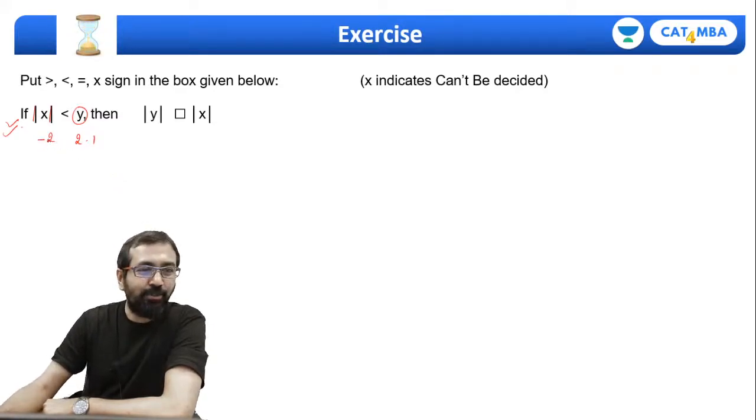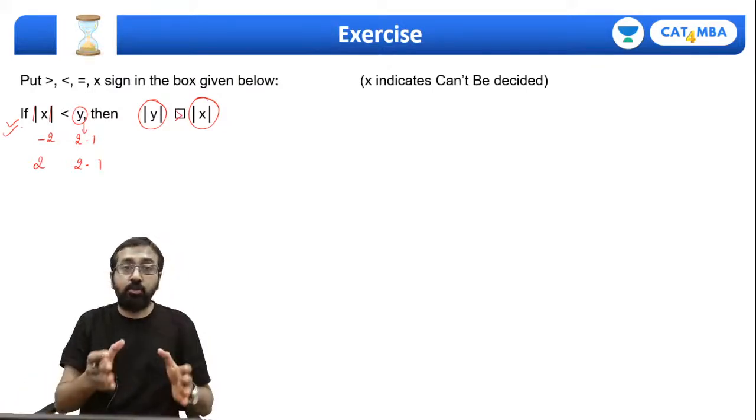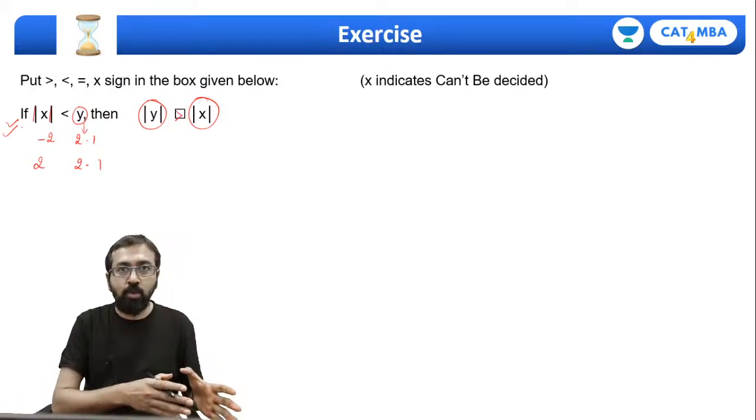So if you take x as -2, y will be 2.1. If I take x as 2, y will again be 2.1 or something. So ultimately, if you take any value of y, that will always be greater than any value of mod x. So here we can establish a definite relationship. This mod y will always be greater than mod x. In fact, you can try with different values, so you will understand this concept better.